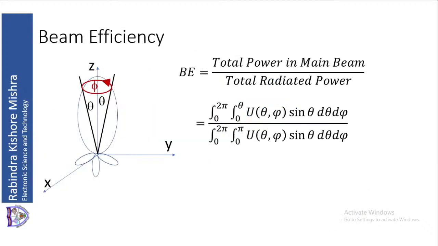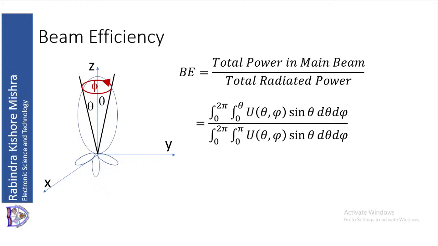Okay, then we'll come to the beam efficiency. You have to note down the definition. Look at the main beam. It goes from minus theta to plus theta in the z direction, and over phi equal to 0 to 2 pi, the whole of phi. That is what is shown in red, varying over phi, and the black lines show from the left side theta to the right side theta that we are considering.